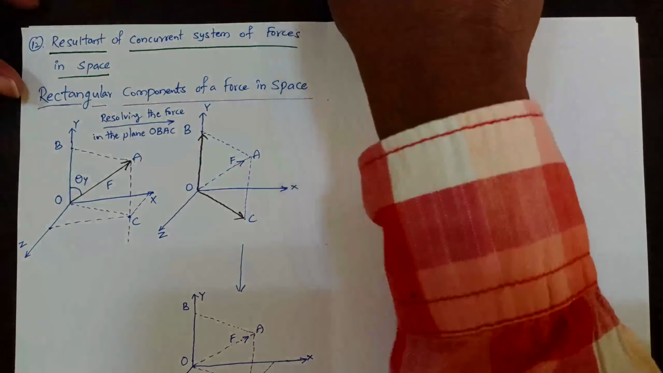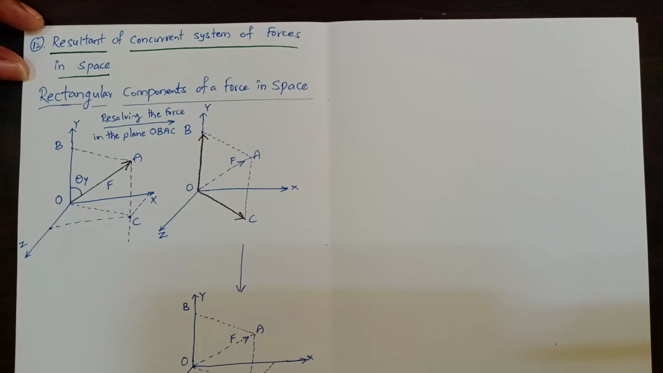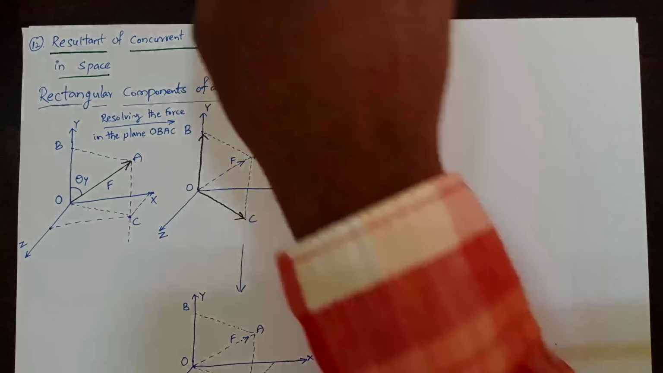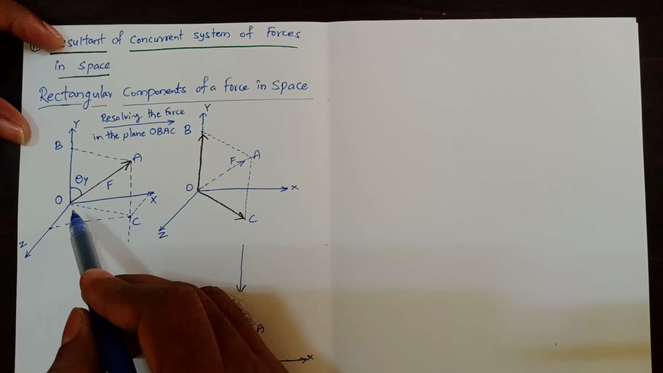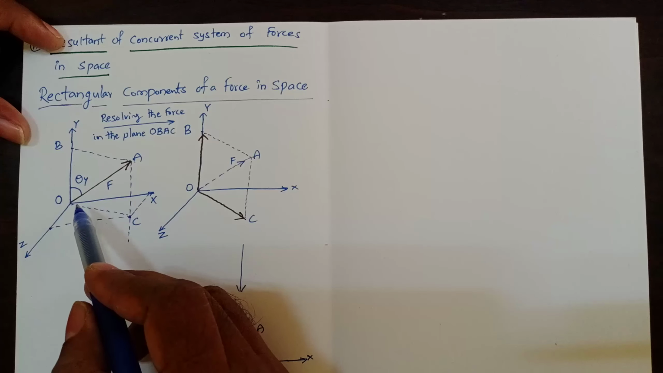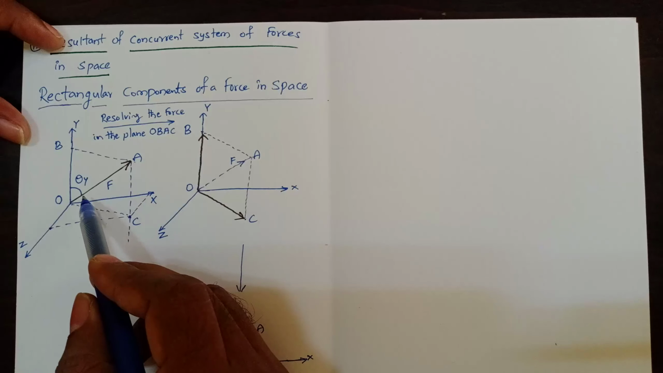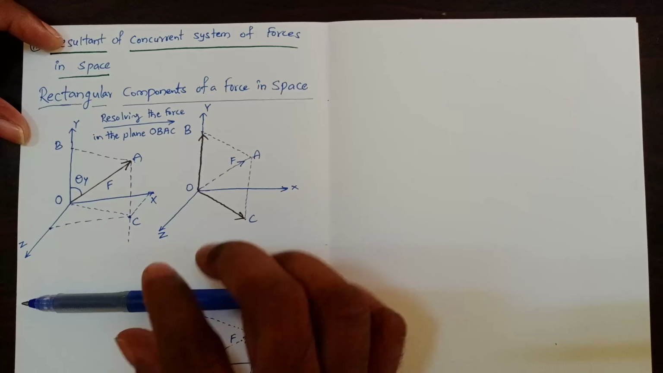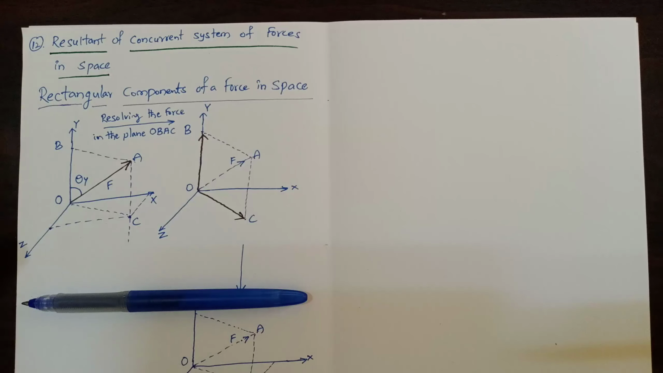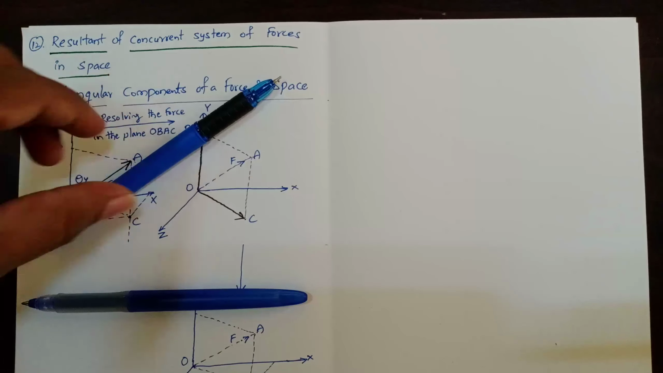So here consider this figure. A force F is acting in the direction from O to A, as shown here, and the line of action of this force, that is OA, is making an angle theta y with the y axis. So it is lying in space, it is not in the plane. If you consider this plane as the x-axis and this line as the y-axis, then OA line is not lying like this.